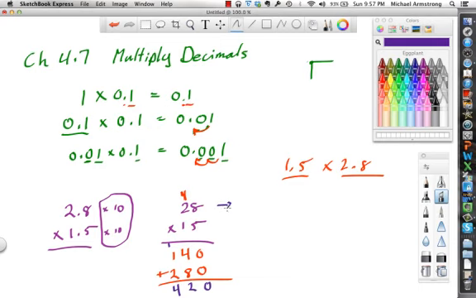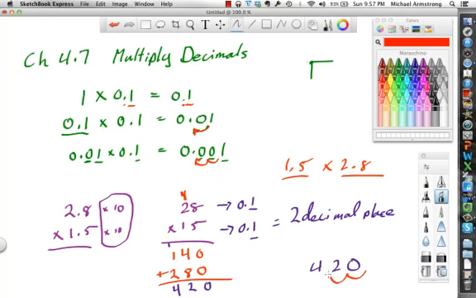we're going to unmultiply by multiplying by 1/10 both of these, and it puts our decimal places back. It gives us 1 plus 1 equals 2 decimal places. And so we're going to put 2 decimal places in our answer. We're going to start with 420, and put 2 decimal places in our answer so that the decimal actually goes here at 4.20. So the answer to 2.8 times 1.5 is 4.20.